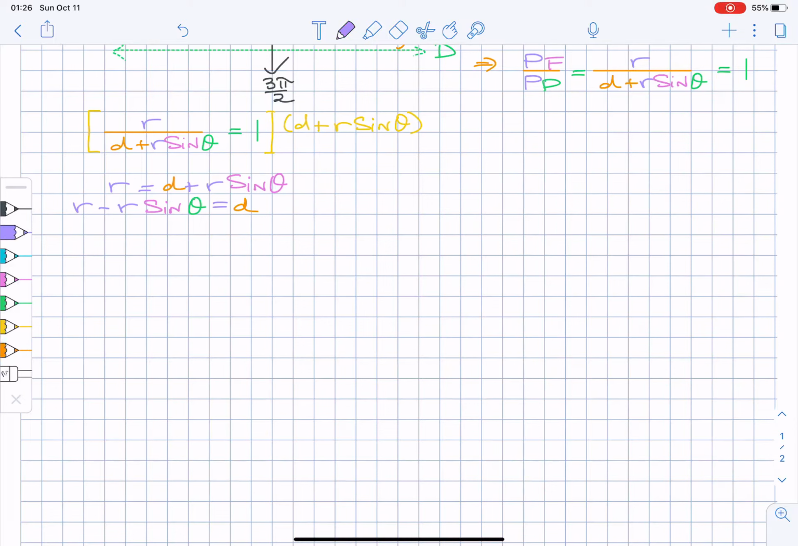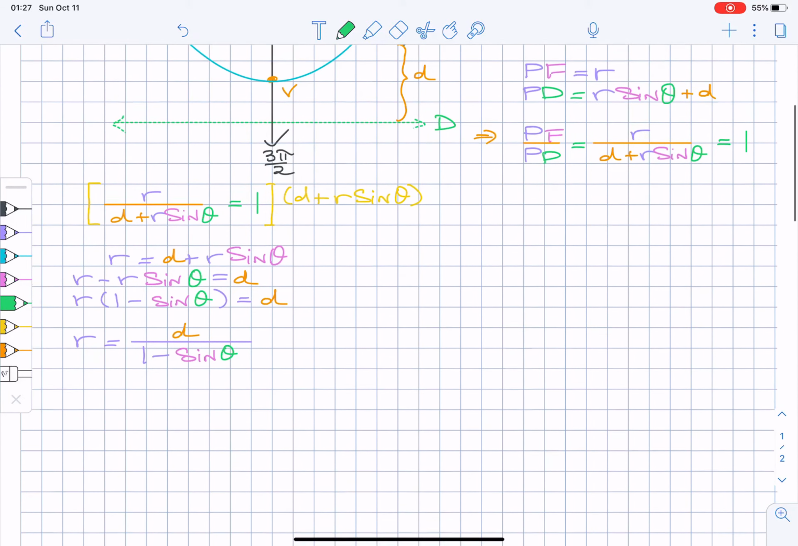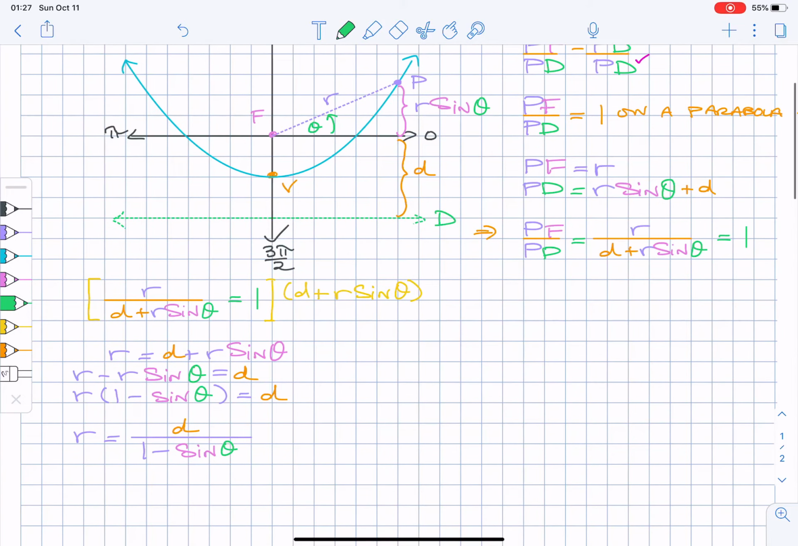Factoring out the R, I get that R times the quantity 1 minus sine theta is equal to D. And now I can finally solve for R. Namely, R is going to be D divided by 1 minus sine theta. Okay, and that is true for a parabola.